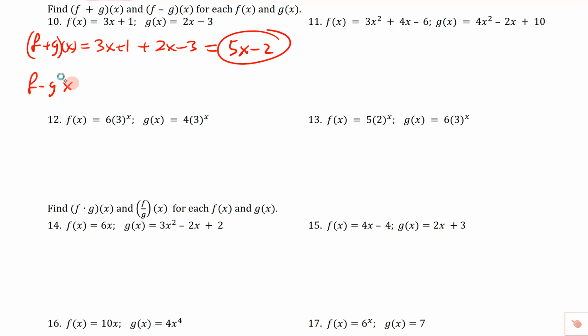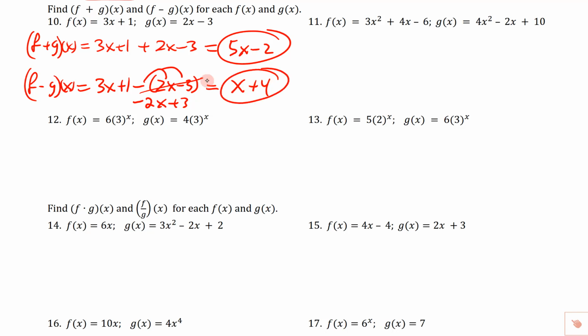If we do f minus g of x, this we do have to be careful with. We've got 3x plus 1, and then we're going to subtract each one of these. So when I distribute that through, that makes it a negative 2x, and that makes that a plus 3. So we've got that taken care of. Let's go ahead and see what we get here. That would be just a plain old x because 3x minus 2x is 1x. We don't have to write the 1. And then 1 plus 3 is 4. So we're going to put a 4 right there. Okay, next one. Same rules here.